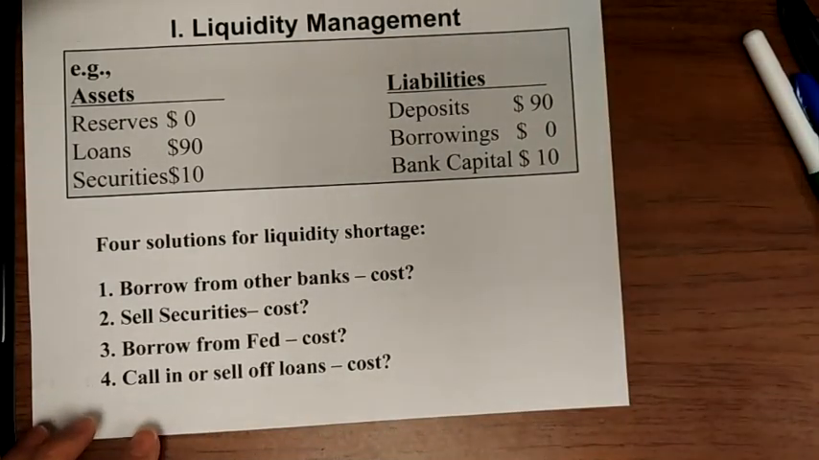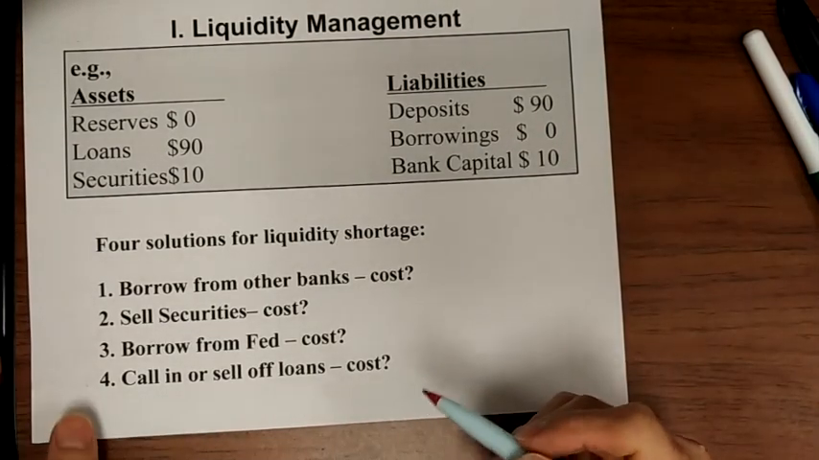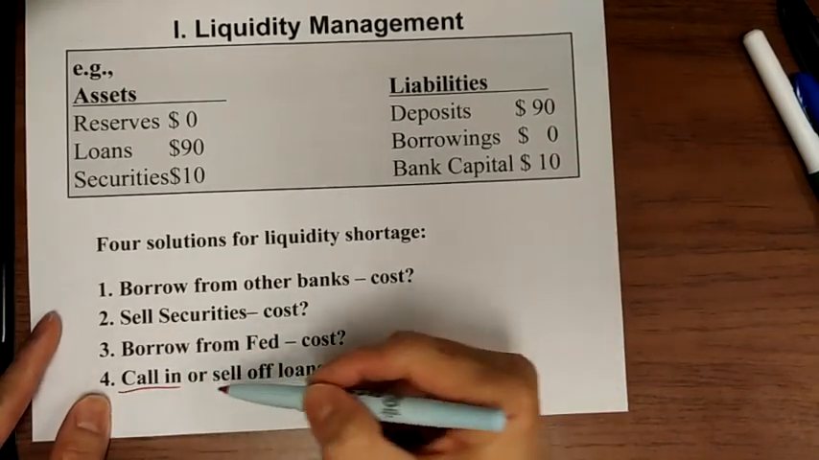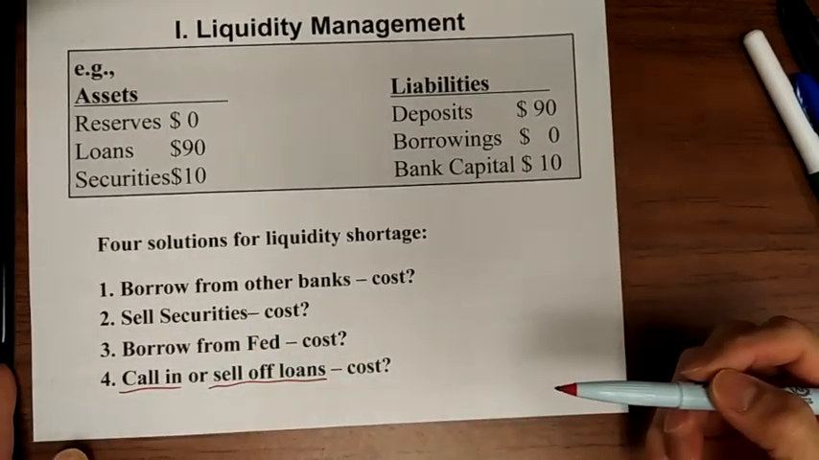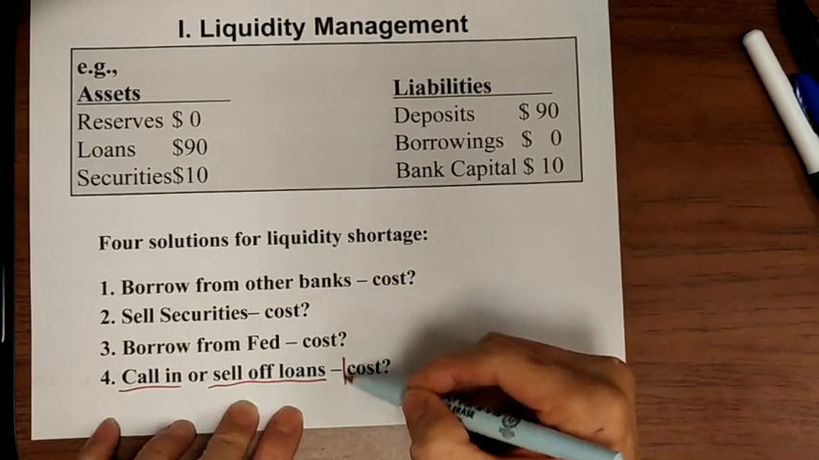Finally, the fourth choice is to call in or sell off loans. What is the cost?